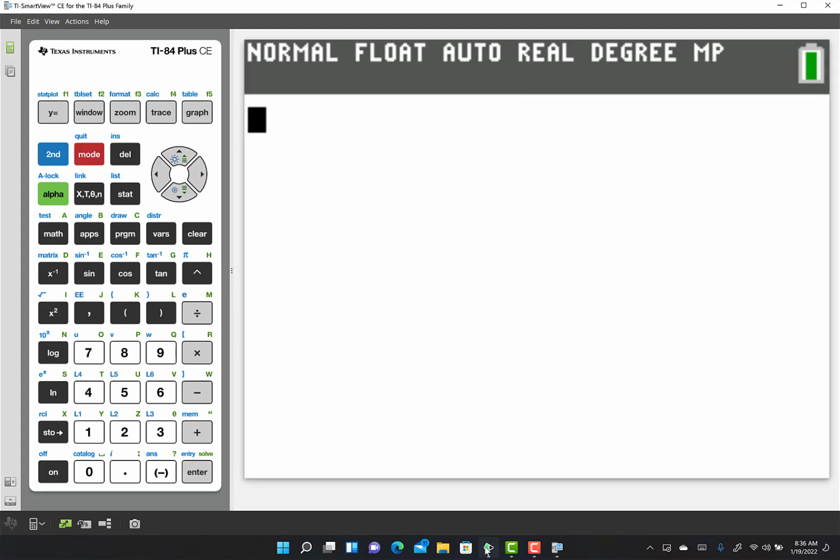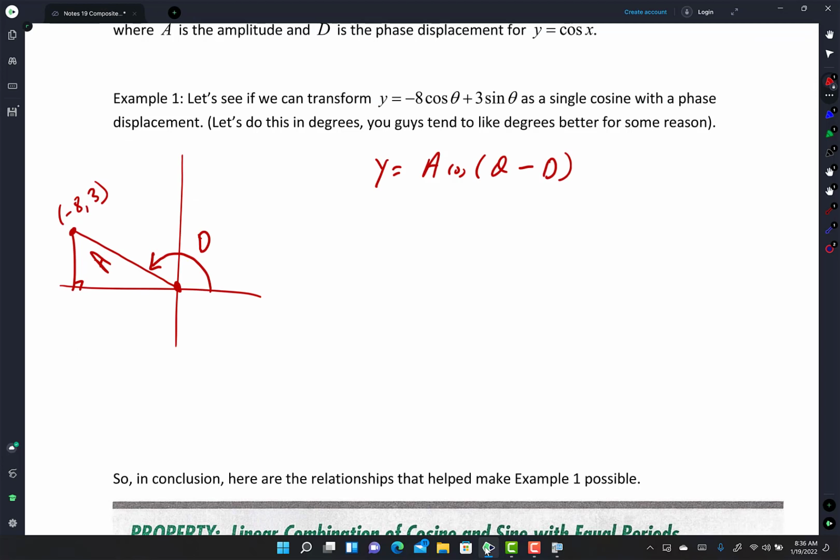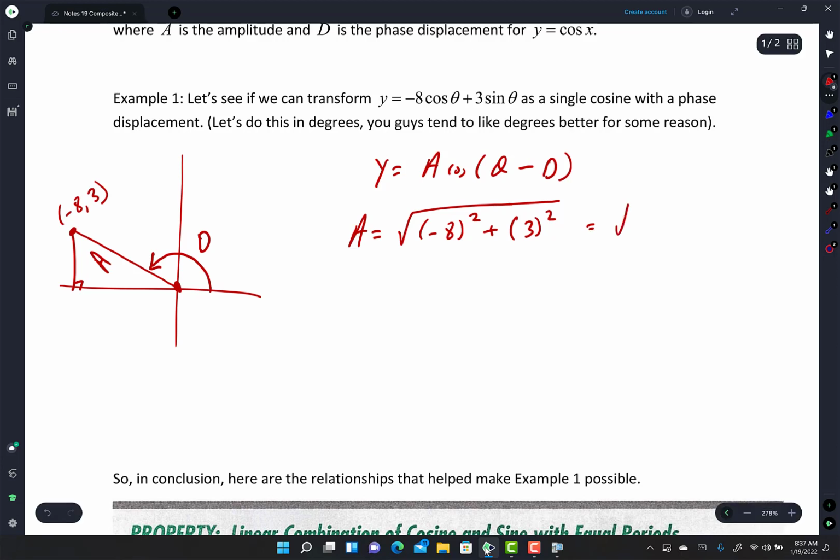All right, here we go. So how do I do it? The amplitude is nothing more than the Pythagorean theorem. Hopefully you guys can see that. Square root of negative 8 squared plus 3 squared. If you want to get rid of that negative, you can, because when you square something, it's no longer negative. So that's going to be the square root of 64 plus 9. 73 cannot be broken down, so leave it as square root of 73. I haven't done anything crazy, guys.